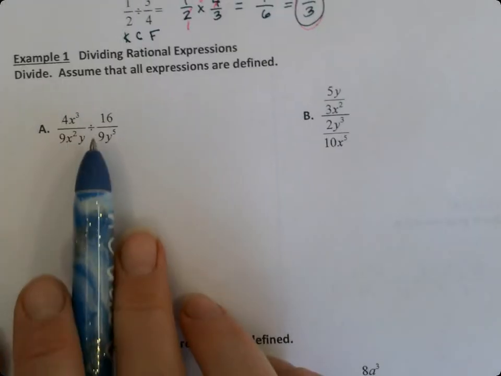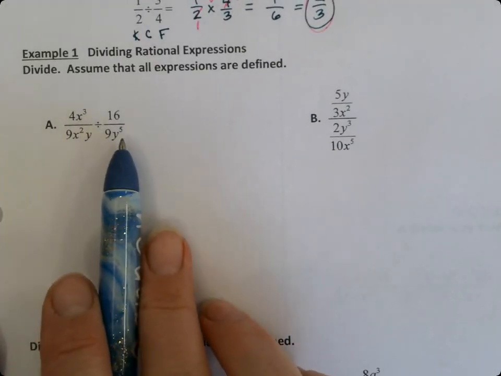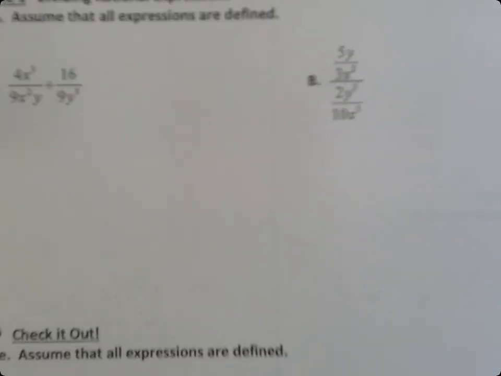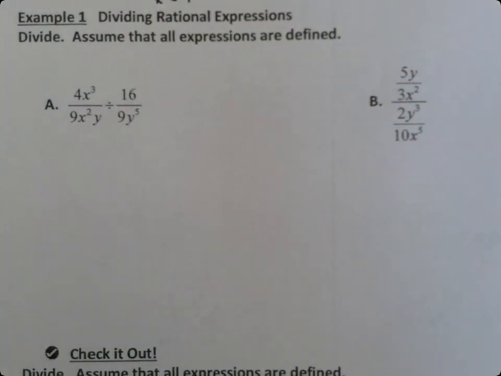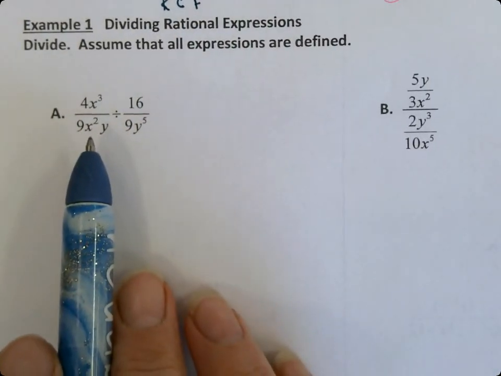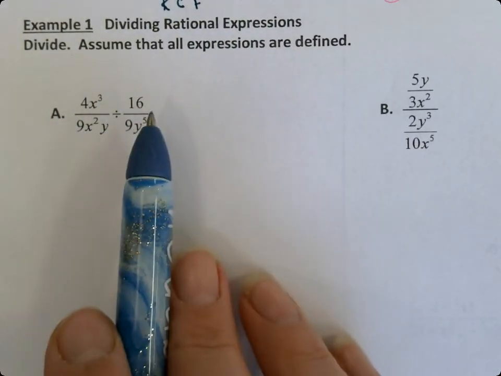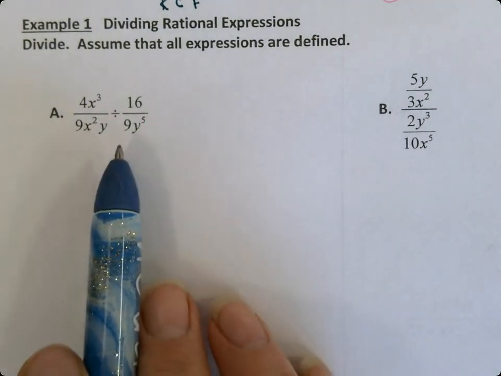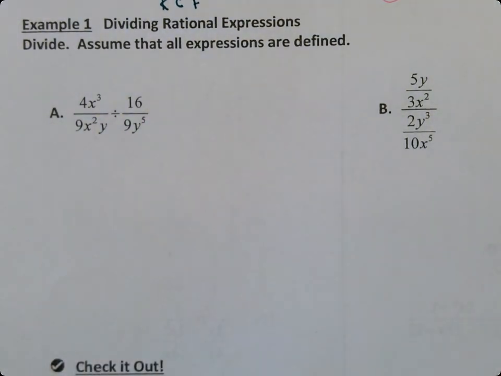We are taking this division and changing it to multiply by the reciprocal. So we're really just going to multiply again. We have an extra step to do in front. It says, assume that all expressions are defined. We're talking about variables in the denominator. You can't divide by 0, so we'd have to define that x and y can't be 0. We were focusing on just the algebra, not the variables.